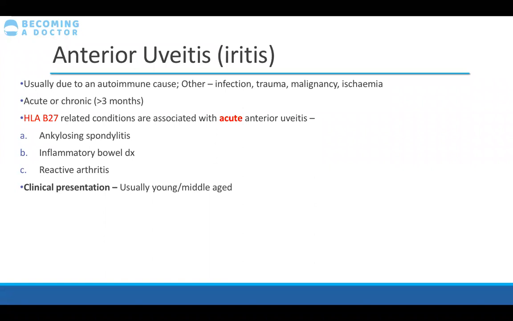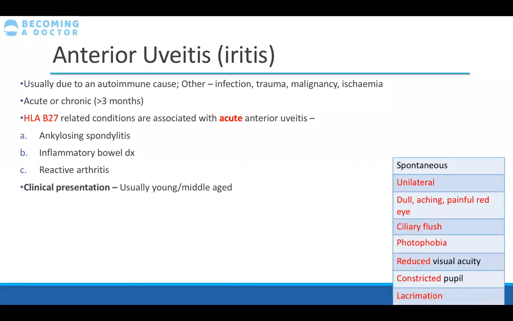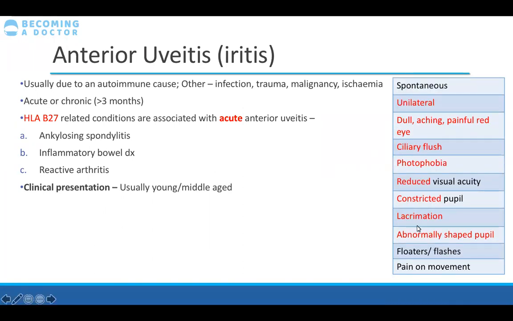Clinical presentation, so usually you see someone who's young and middle-aged, and there's a whole host of things you can see, and it does look like quite a few things, but I've highlighted in red the more common things. So it's usually unilateral. You get a dull, aching, painful red eye. You get ciliary flush, might experience photophobia, a reduced visual acuity, constricted pupil, lacrimation, and abnormally shaped pupil. Might also experience a couple of the other things, but the main things are the ones that are highlighted in red.